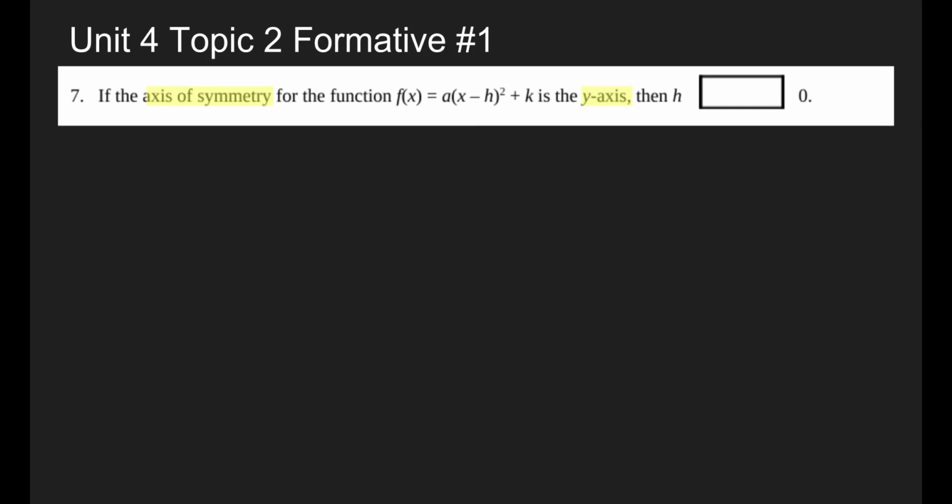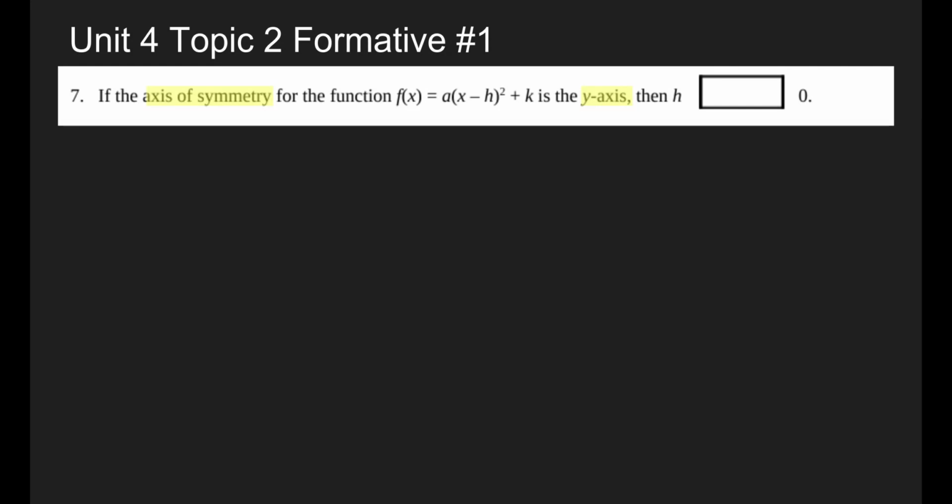Let's look at number 7. This is the only one that assesses the horizontal translation. Now, if we have the axis of symmetry on the y-axis, we have to make a conclusion about the value of h. So let's think about that. Okay, h is the left-right transformation.